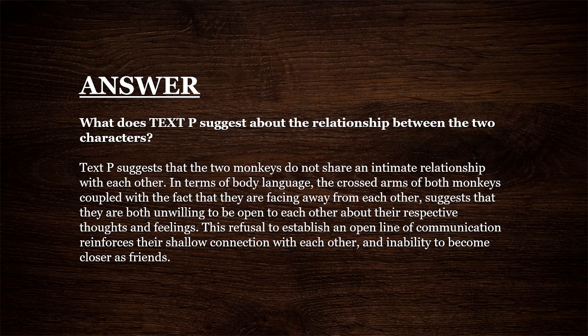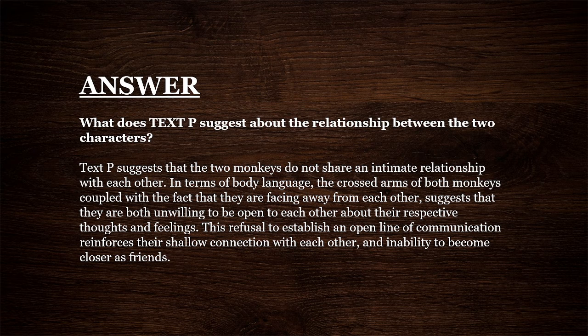By now, I will assume that you have read the response, and now let's go through it together. Just as a reminder, the question was, what does text P suggest about the relationship between the two characters? Like I discussed before in my initial analysis, it shows that the two monkeys, the two characters, do not share an intimate relationship. In terms of body language, be specific about the technique. The crossed arms of both monkeys, coupled with the fact that they are facing away from each other, you can see how I'm describing their body language here.